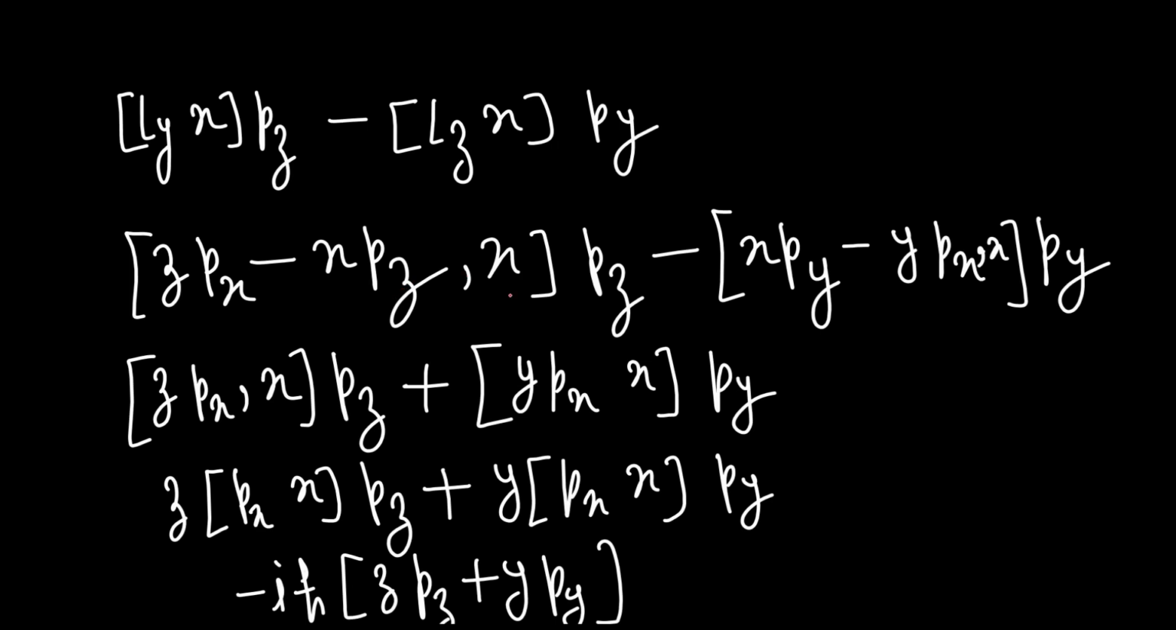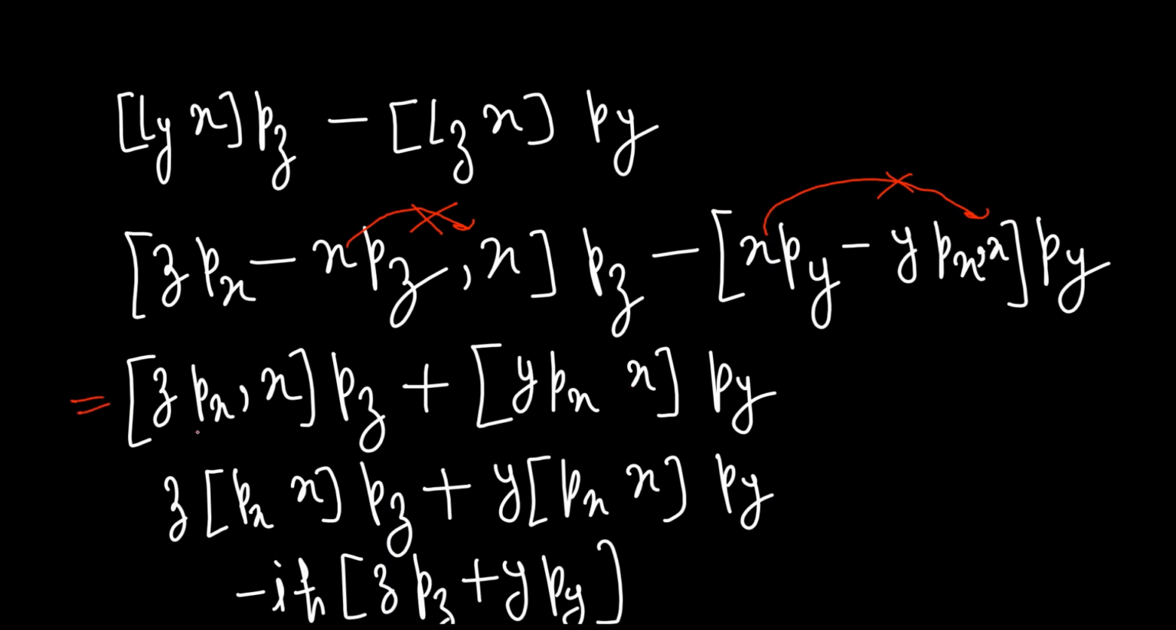The z px will commutate with x, and in the multiplication, minus x pz will commutate with x. The second term will become 0 because pz will survive only with z. So the second commutator will become 0. Similarly over here, x py will commutate with x, so this term will become 0. Minus, minus will become plus, and y px will survive with x only. So the second term will not survive with this, and the first term here will not survive with this term. So you will get two terms again.